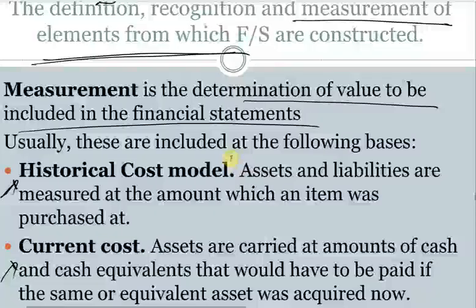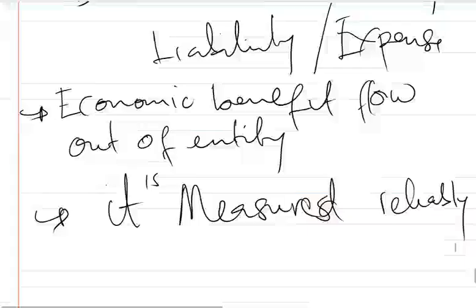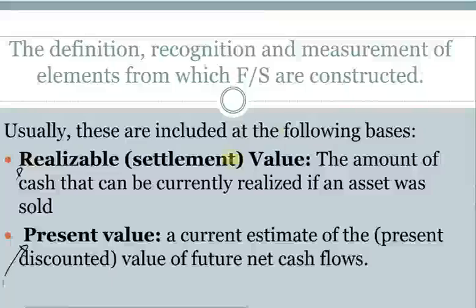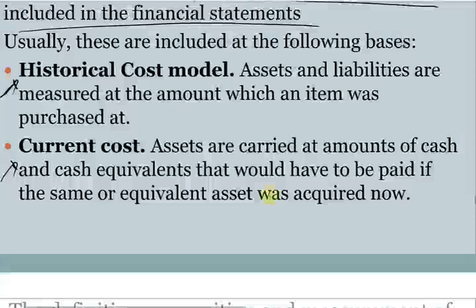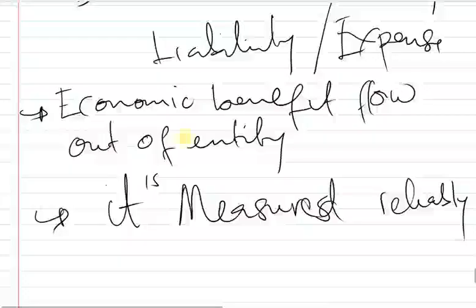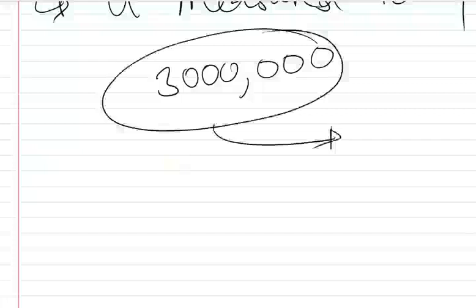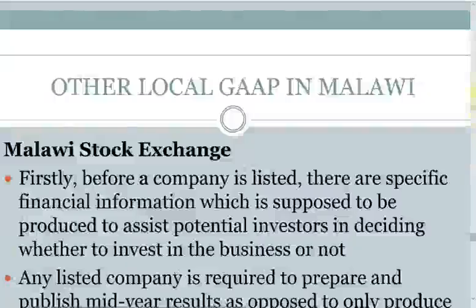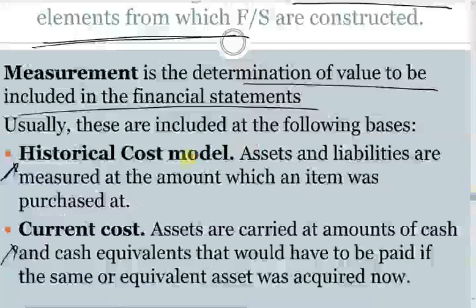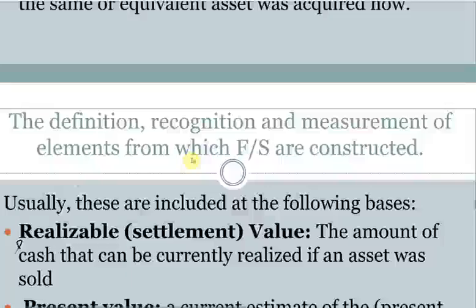So what is the historical cost model? When we're talking about the historical cost model, we're saying that an asset and liability will be recognized or measured at the amount that was paid for. So the amount that you have paid for, that's the historical model. For example, I bought a car 3 years ago for 3 million. It will appear in my financial statement as 3 million. The amount that I paid for, that's the historical cost.